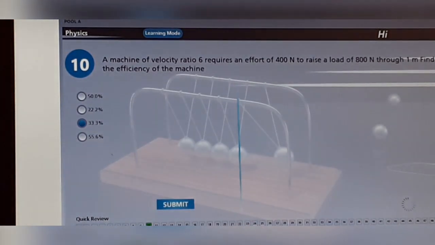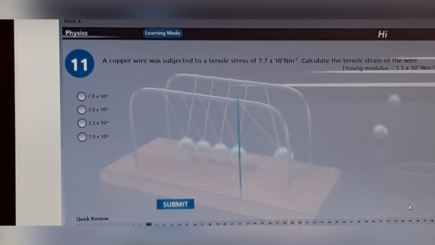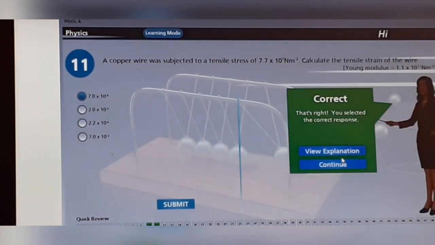Question 11. A copper wire was subjected to a tensile stress of 7.7 times 10 raised to the power 7 N/m². Calculate the tensile strain of the wire. Young modulus has been given to us. Now, if we solve this question, we are going to get 7.0 times 10 raised to the power minus 4 as our answer.